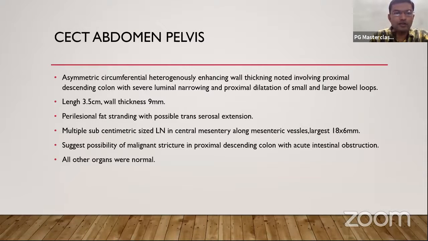The CT abdomen was suggestive of asymmetric circumferential heterogeneously enhancing wall thickening involving the proximal descending colon with severe luminal narrowing and proximal dilatation of small and large bowel loops. The length of the stricture was 3.5 centimeters and wall thickness was 9 mm. Perilesional fat stranding with possible transserosal extension, and multiple subcentimetric lymph nodes in the central mesentery along the mesenteric vessels, largest 18.68 by 6 mm. This suggests the possibility of a malignant stricture in the proximal descending colon with acute intestinal obstruction.